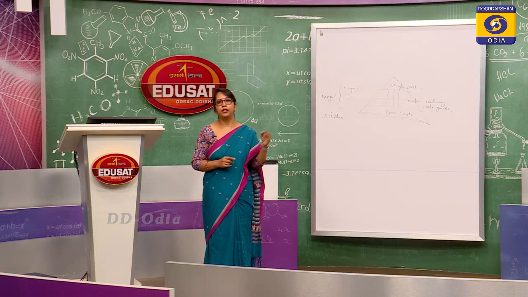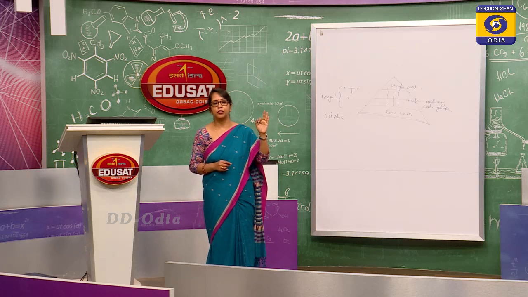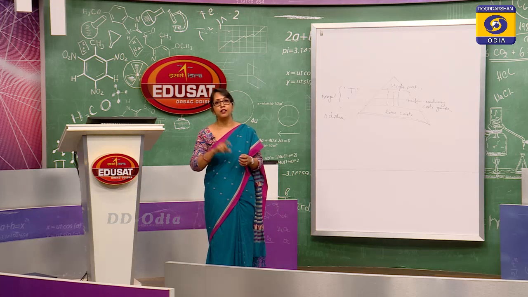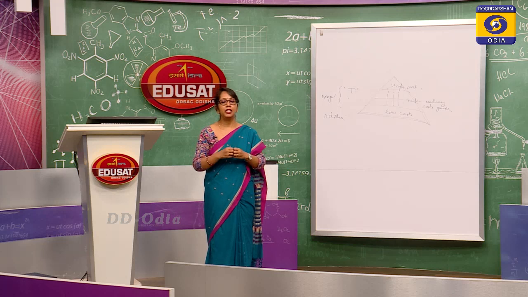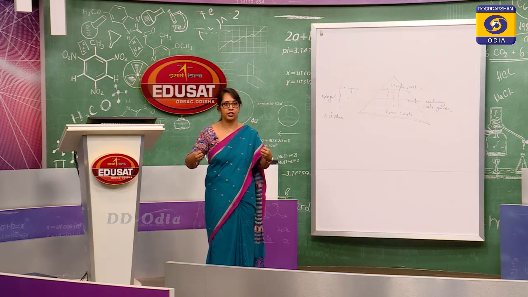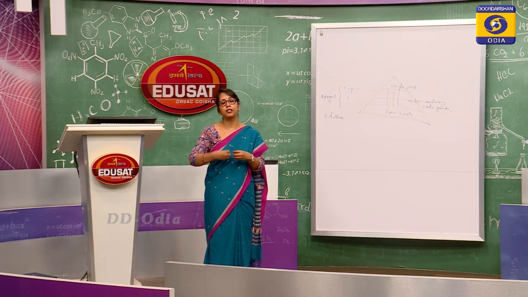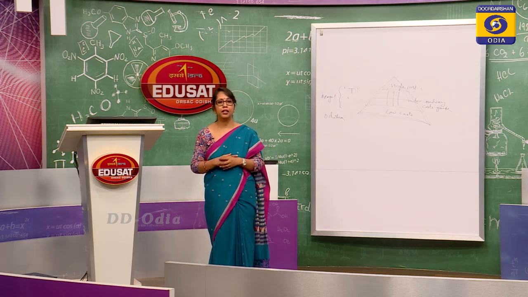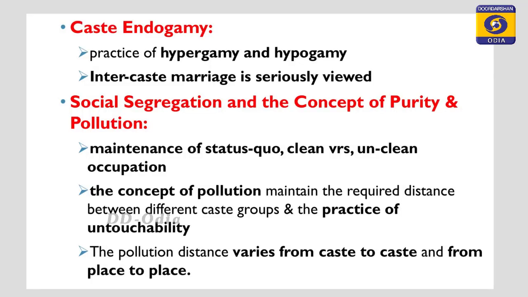If you remember, we just discussed Bougle's definition, where he talked about repulsion. Repulsion, what do you mean by repulsion? That means mutually excluding each other. So different caste groups are not including, they are excluding each other. So repulsion is one of the prime characteristics of the caste system. Okay, so that allows social segregation.